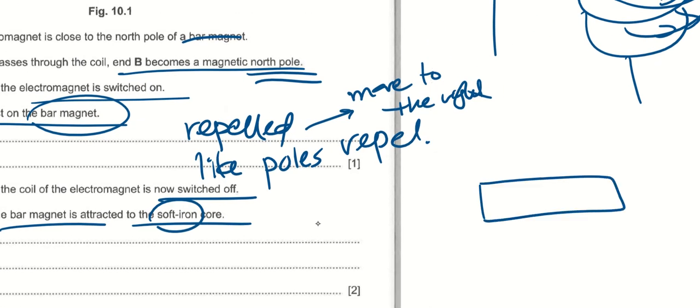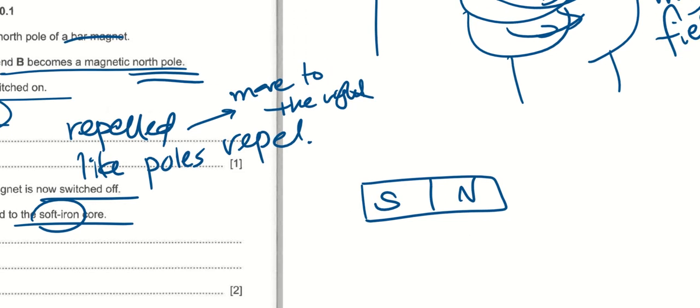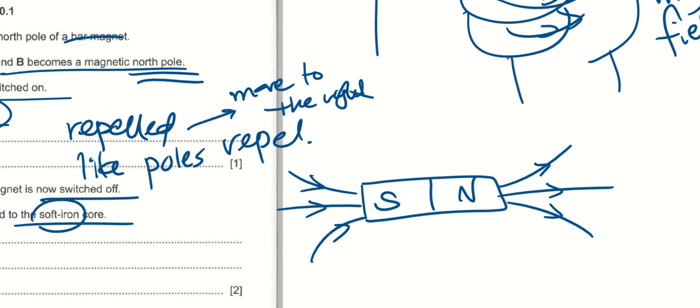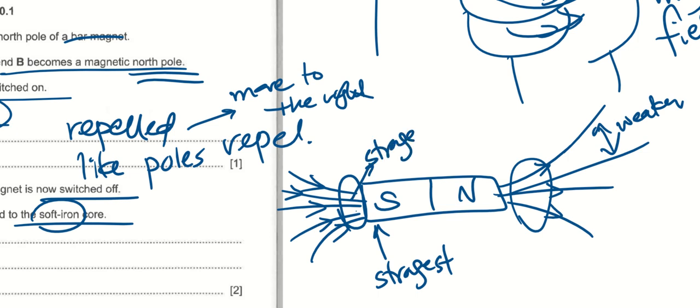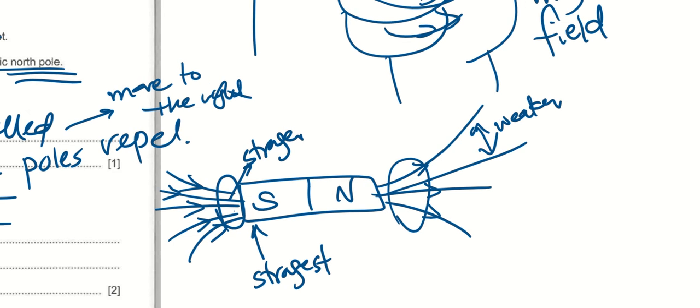By the way, someone asked me this today. This is north and this is south of a bar magnet. If they ask you to draw the magnetic field lines, you have to draw them coming out from north and entering south. Take note, the field lines cannot touch each other. The strength is the strongest at the poles. As you can see, there are many field lines near it. But as you go further away, the distance between field lines gets larger. So this is weaker and this is stronger, right? Because if the field lines are close together, it means the magnetic field strength is the strongest.